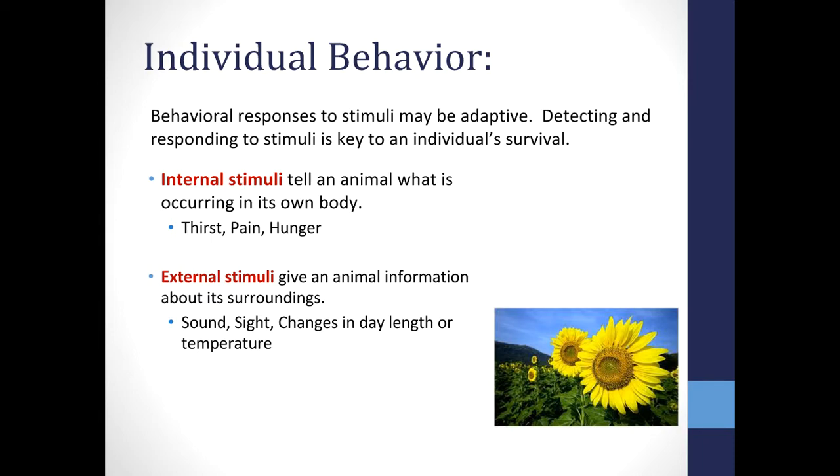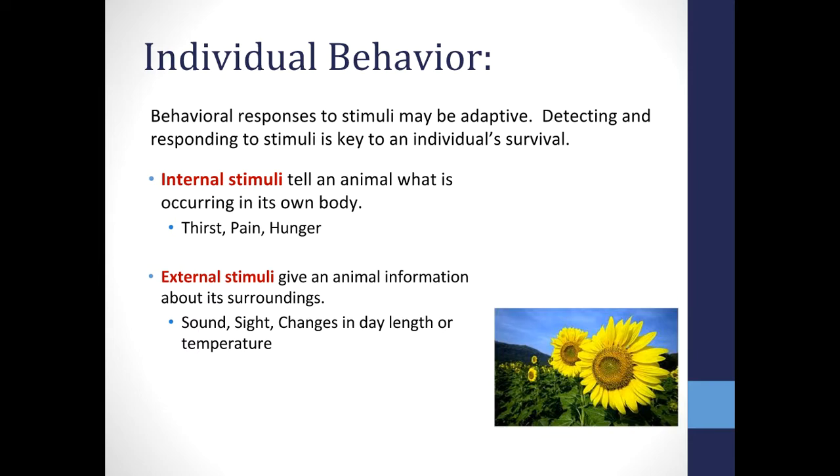All right, so first, if we look at individual behavior, these are responses to stimuli, and animals need to detect and be able to respond to stimuli as a part of surviving in whatever environment they live in. There are two different ways they can get that message that they need to do something. Internally, such as hungry, thirsty, or some kind of internal pain telling them to slow down, maybe they're running too fast, so they can respond appropriately.